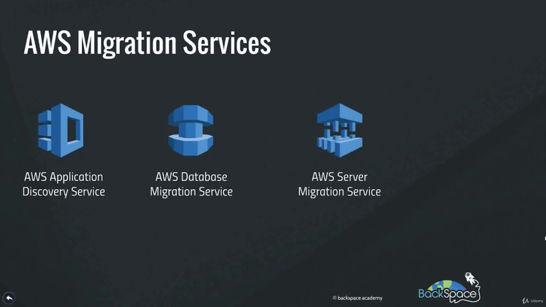AWS Server Migration Service can automate the migration of thousands of on-premises workloads over to the AWS cloud. This reduces costs and minimizes the downtime for migrations. AWS Snowball is a portable petabyte-scale data storage device that can be used to migrate data from on-premises environments over to the AWS cloud. You can download your data to the Snowball device and then send it to AWS, who will then upload that to a storage service for you.